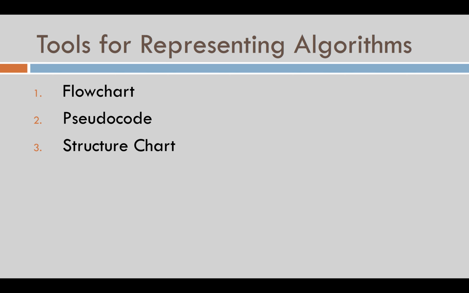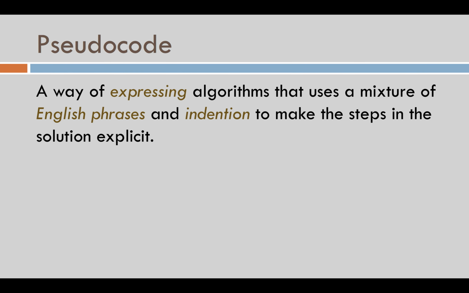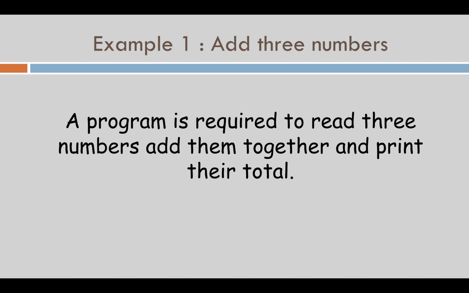So tools for representing algorithms: flowcharts, which are a graphical representation, pseudocode, which we'll be discussing here, and structure chart. So pseudocode is a way of expressing algorithms that uses a mixture of English phrases and indentation to make the steps in the solution explicit. So it's plain English with indentation. So let's see an example in future slides.